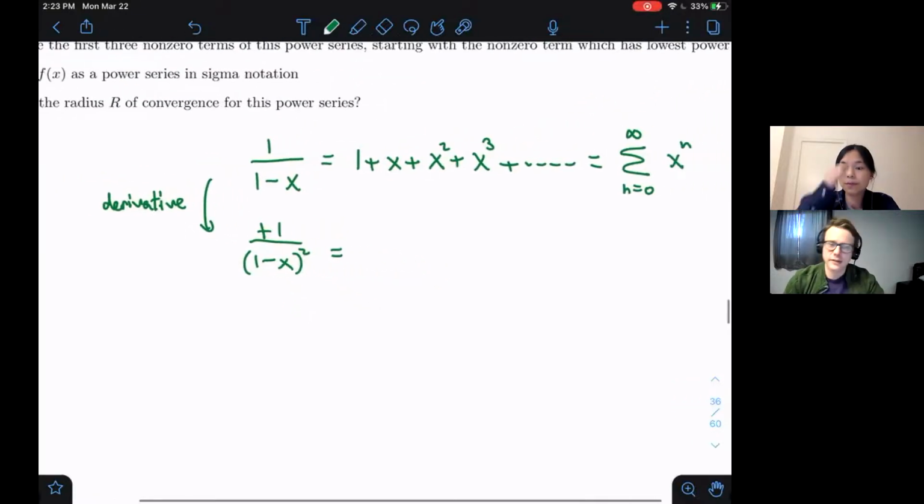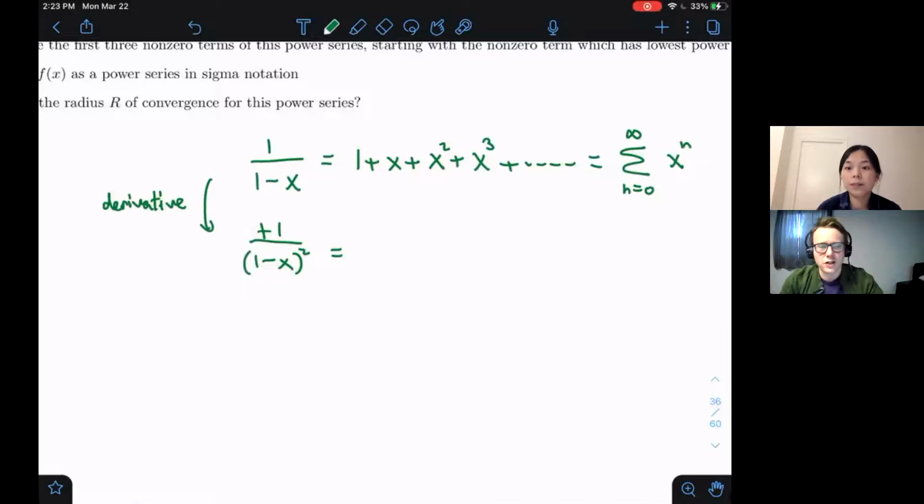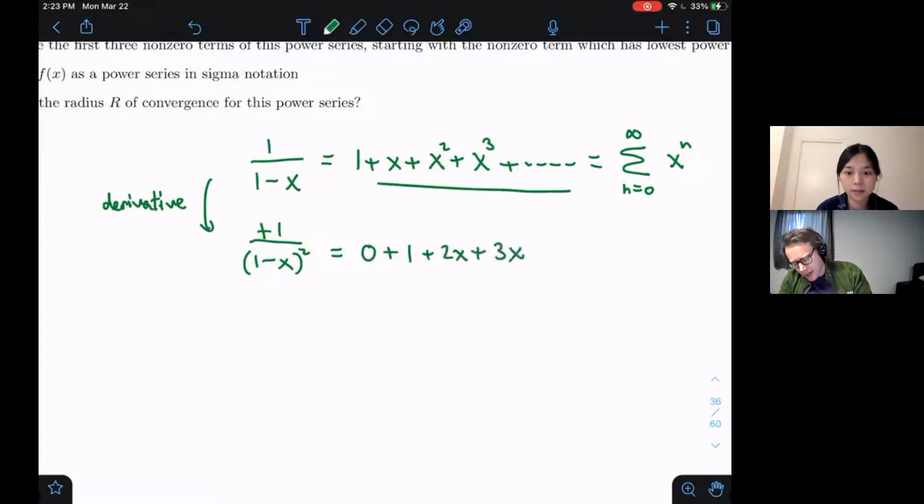So of course, that's how we take the derivative of kind of our classic functions here. If you wanted to take the derivative of this infinite polynomial, certainly you could do that. And the derivative of 1 is 0. The derivative of x is 1. The derivative of x squared is going to be 2x. The derivative of x cubed is going to be 3x squared, so on and so forth.